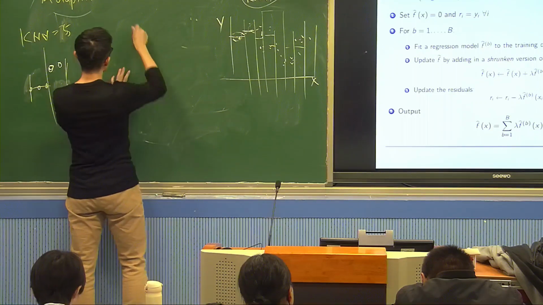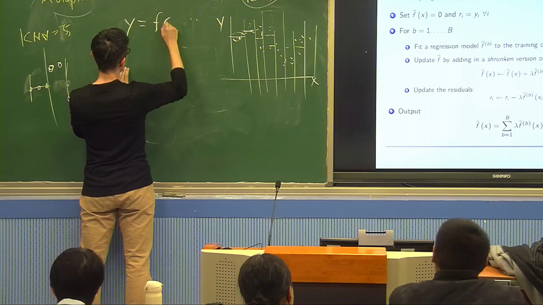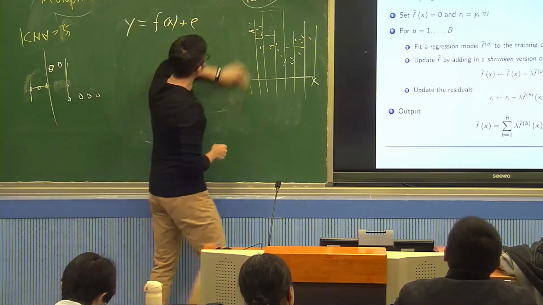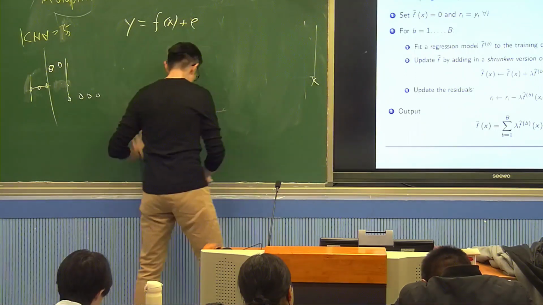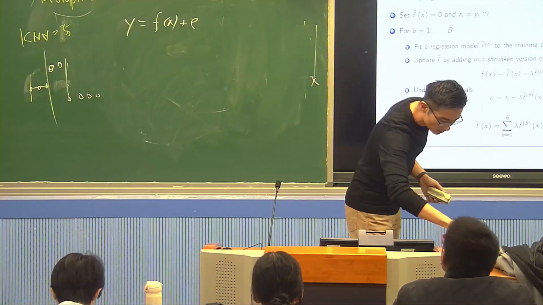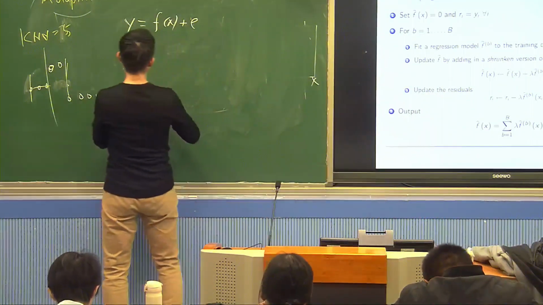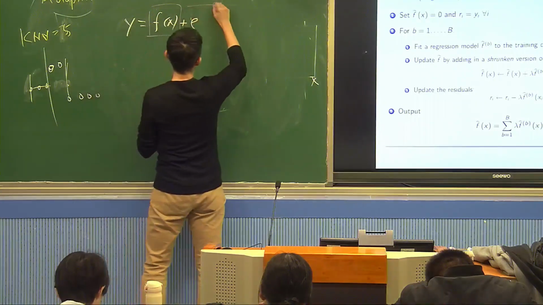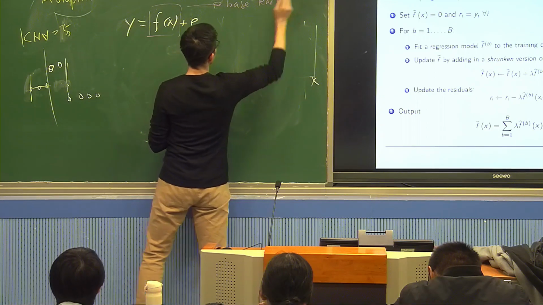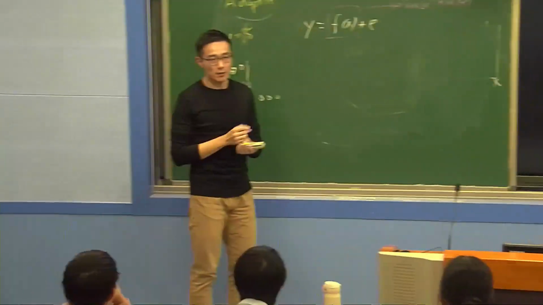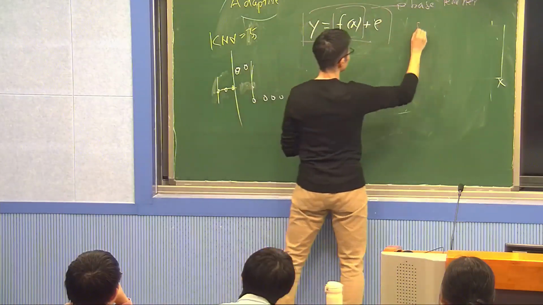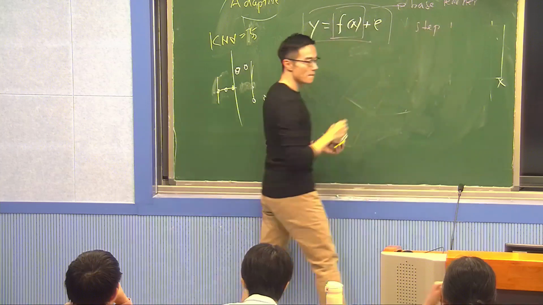Suppose I have a simple model that's y equals f(x) plus e. Okay, that's a regression problem. Now, this f is what I call the base learner. What I'm going to do is I'm going to fit this model first. So this is my step one.